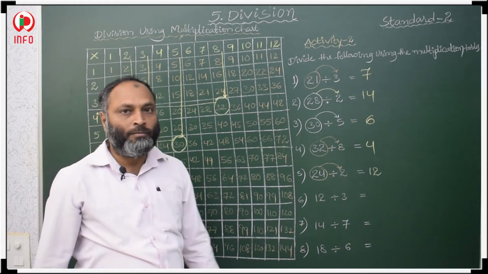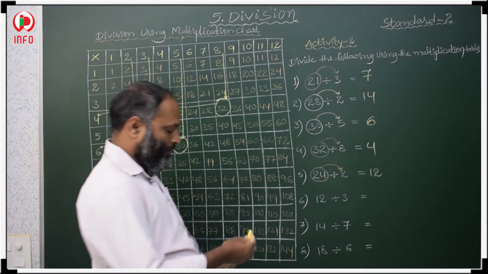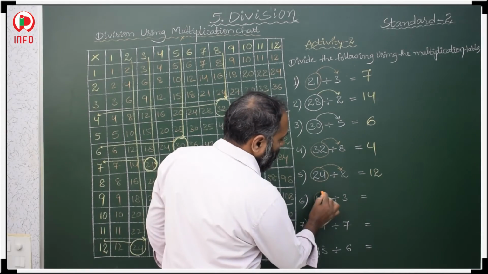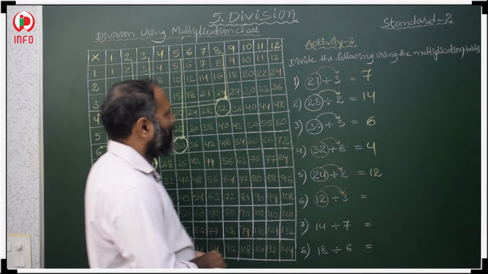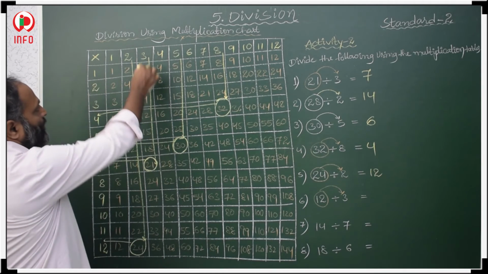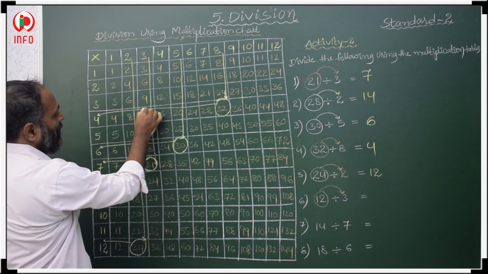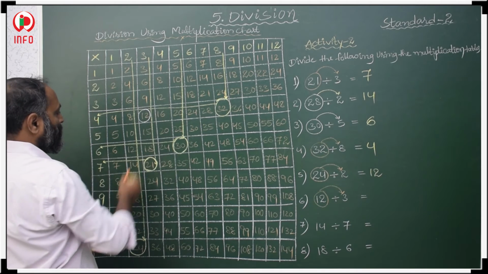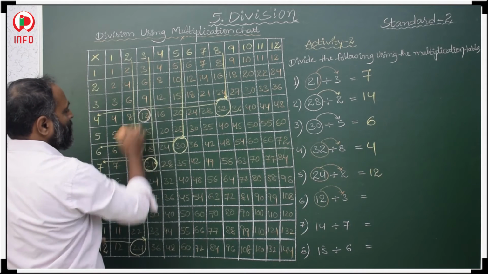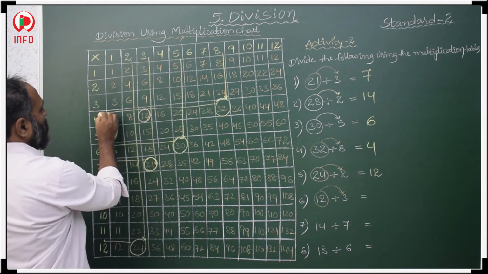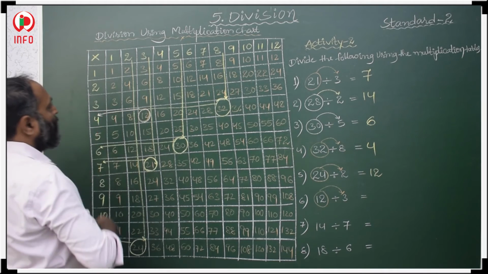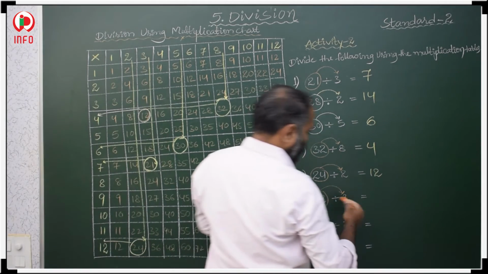Now next, 12 in the 3 table we have to see. Where is our 3 table? Here. In the 3 table we have to see 12. Where is 12? Here we have 12. It means at 4. Again at 4, so 4 we have to write here.